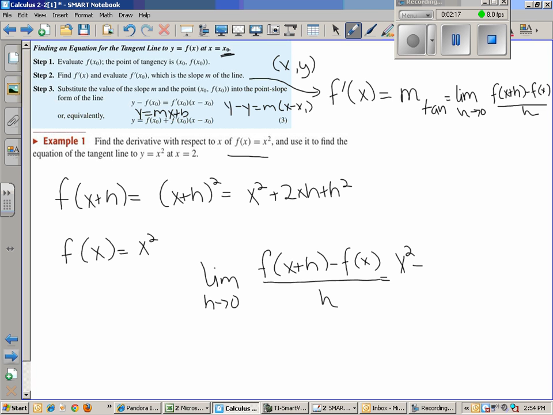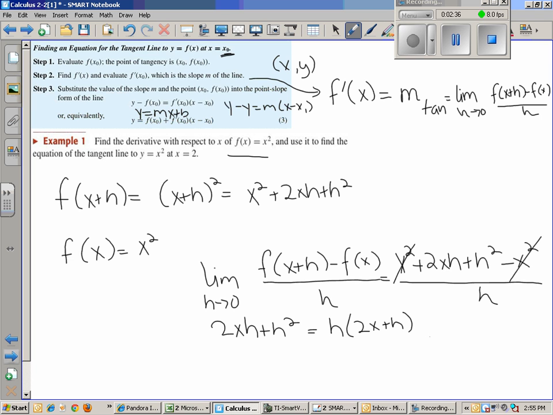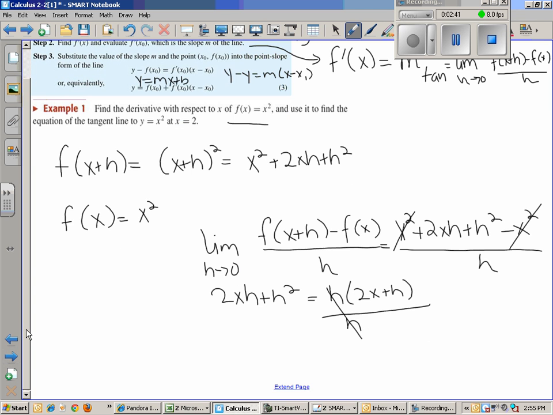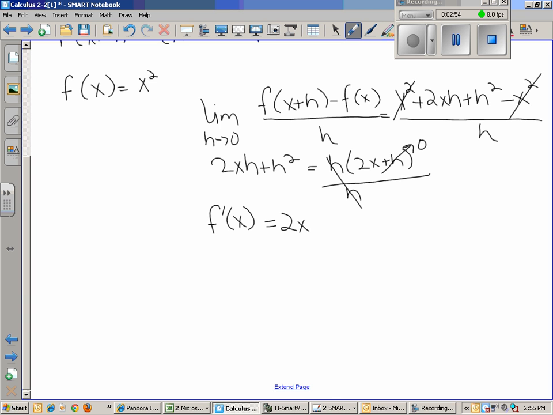So x squared plus 2xh plus h squared minus x squared all over h. Remember that this should all go away. And now I want to simplify. Cancel out the h. And now I can let h go to 0. And the answer is 2x. So this is the derivative of f with respect to x. It's 2x.